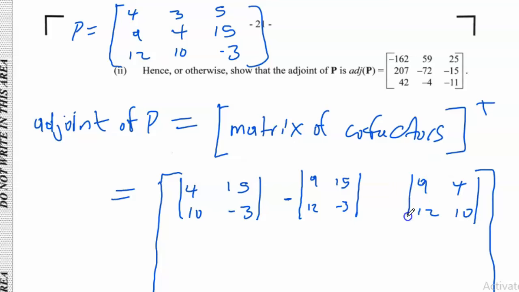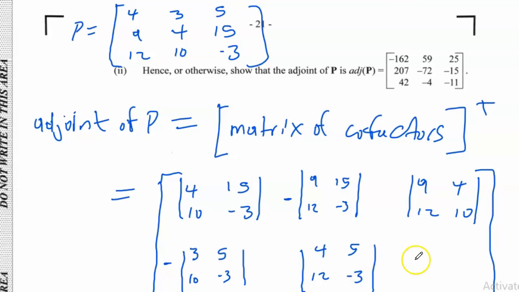So you can pause the video and write out all your cofactors. The cofactor of 9, remember alternating signs as well, we do this. The cofactor of the 9 is 3, 5, 10, negative 3. The cofactor of the 4 is 4, 5, 12, negative 3. Alternating signs. The cofactor of the 15 is 4, 3, 12, 10.